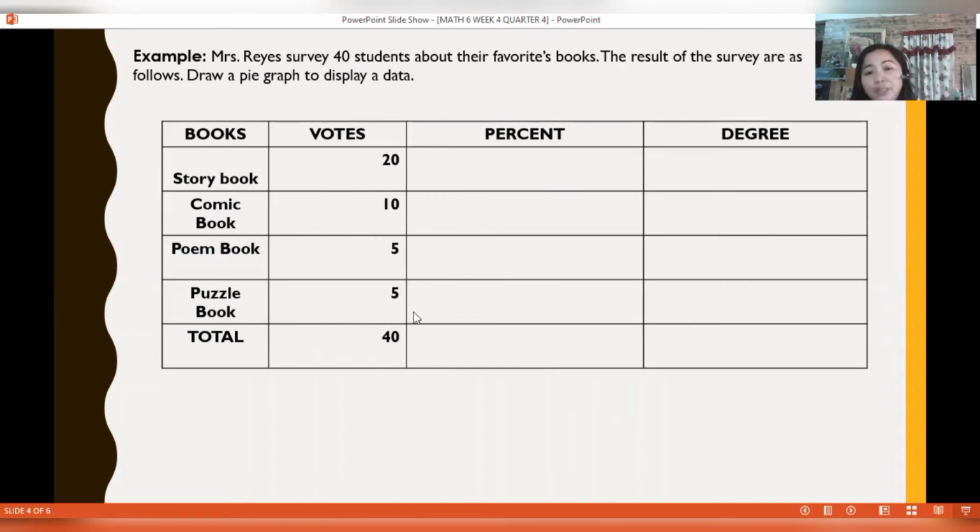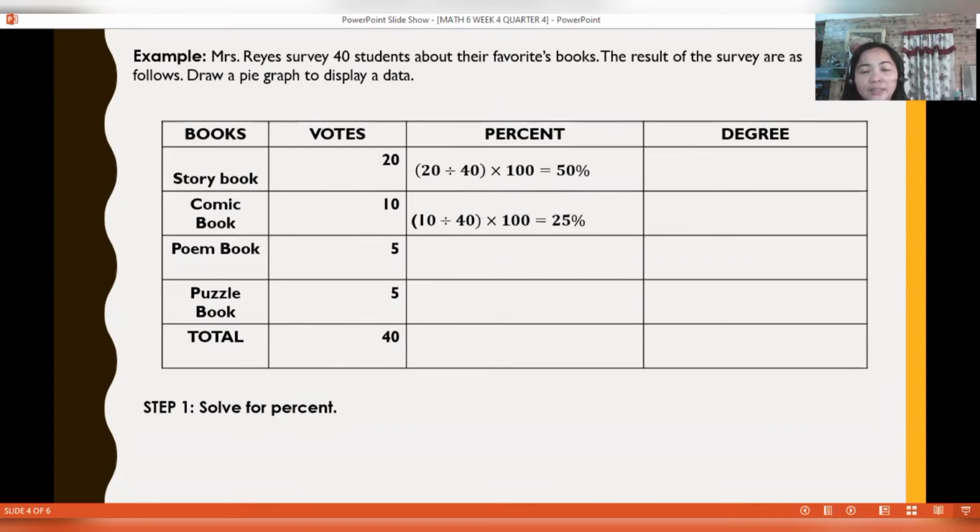Total niya, 40 students. Now, step 1, solve for percent. So we have 20 divided by 40 times 100 is 50%. Exacto. So we have 10 divided by 40 times 100 is 25%. Then we have 5 divided by 40 times 100 is 12.5%. At parehas lang nito sa puzzle book, 12.5%. That is equal to 100%.